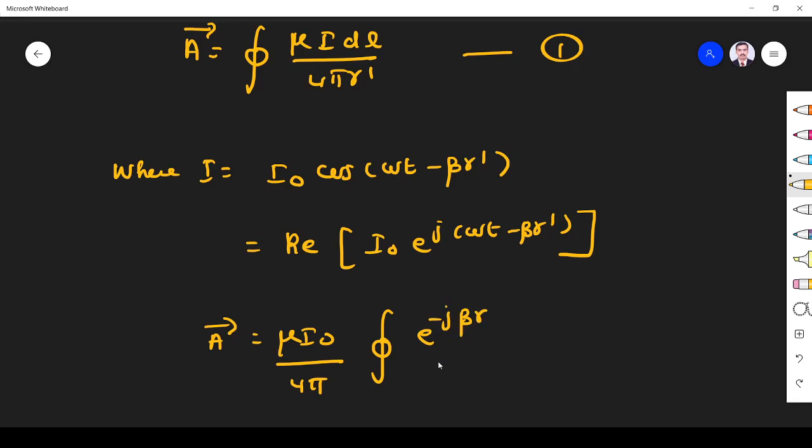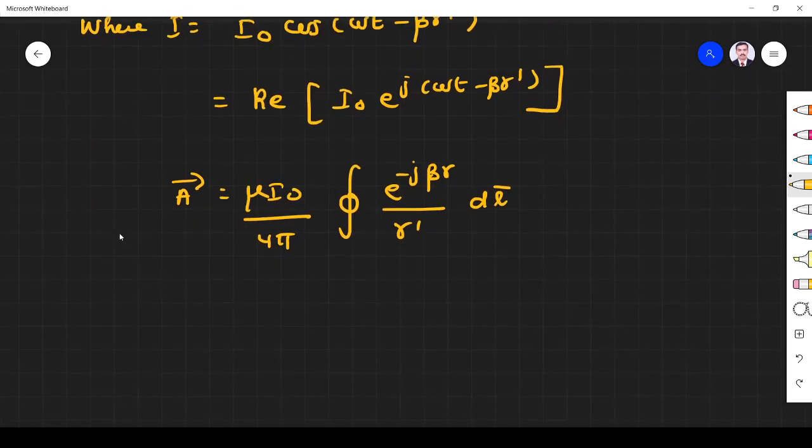There I have explained everything. So e power minus j beta r, e power j omega t will go. So e power minus j beta r dash into dl. Right, so it is I dl. Okay, fine. So this is equation number 2. It is very difficult to solve this equation, and the solution will be so lengthy.